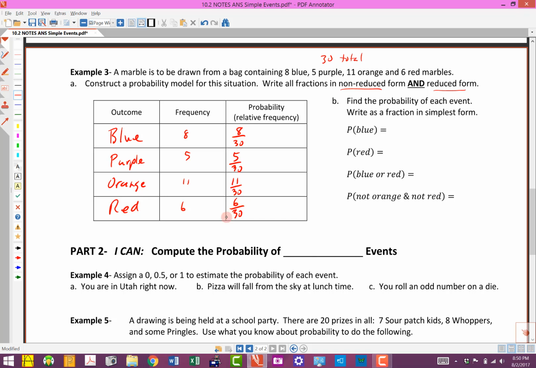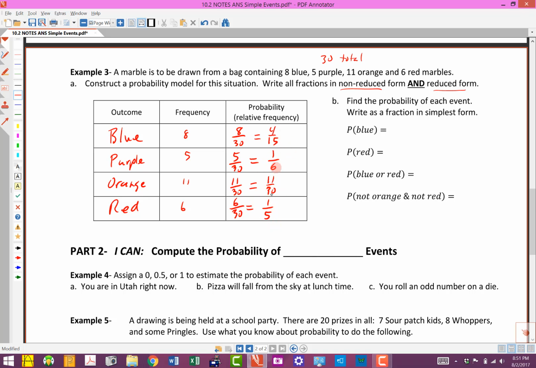Okay? Now, we're going to leave those right there, but we're also going to reduce it if that's possible. So 2 goes into both of those. That would be 4/15. 5 goes into both of those. 5 goes in here once, and 5 goes in there 6 times. That's just 11/30. There's nothing we can do about that one. And then 6/30, let's see here. 6 goes into both of those. 6 goes in there 1 time, and 5 times there. So there are the reduced probabilities.